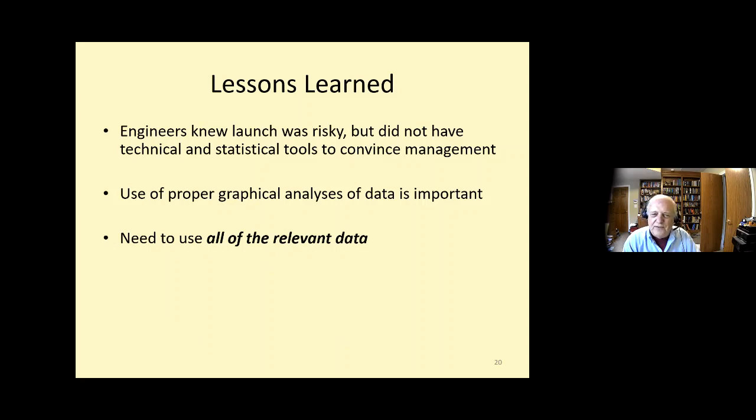So I often see this from naive people analyzing reliability data, where they focus on the failure times of the units that failed and ignore all the ones that didn't fail. And I think another thing that we learned is you really should be concerned when management overrules what engineers are suggesting.